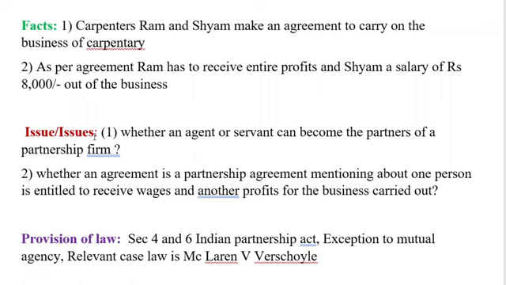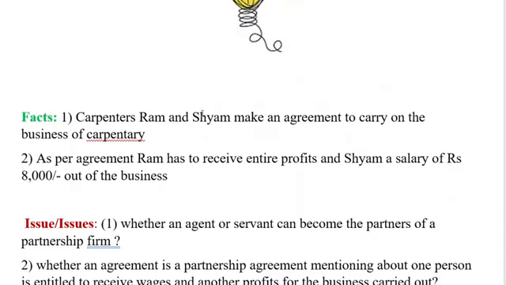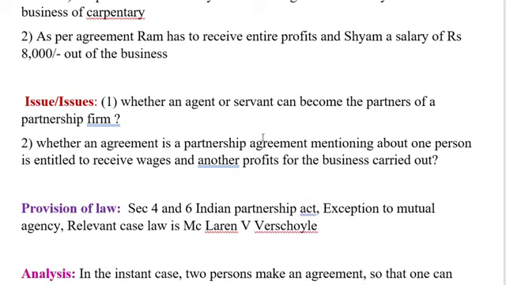So here the probable issues are whether an agent or a servant can become a partner of a partnership firm. Here the status of Shyam is like an agent, or like an employee. So here we have to decide whether an agent or a servant can become a partner of a partnership firm. And the second question is whether the agreement is a partnership agreement, where one person is entitled to receive wages and the other is entitled only to profits.